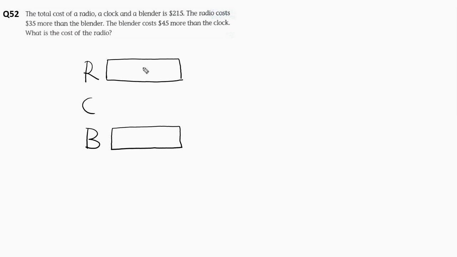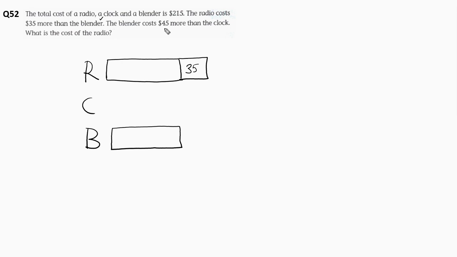Okay, so these two parts are equal. All right, even if they don't look exactly equal, I know that they're equal. And it says that the radio costs $35 more than the blender. So I'm going to add this bit here, and that has a value of 35. It's $35, but for clarity, I'm just going to write the 35. Okay. So I think I've got that bit of information. See, I'm always going back to my question to check, have I got everything? Did I read it right? And that's what you have to do.